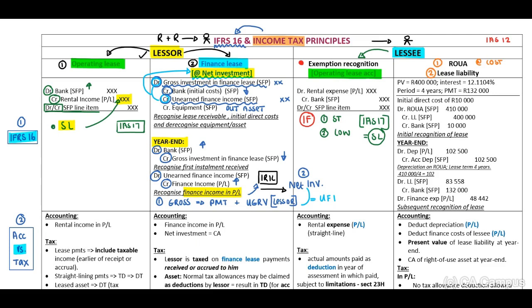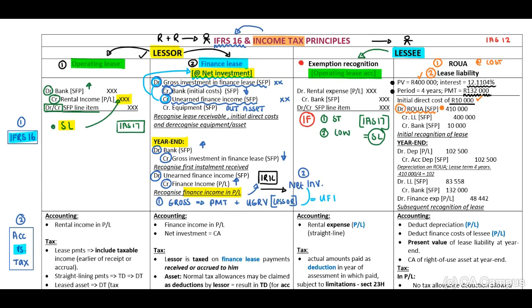In this example, we have an asset with a present value of 400,000, interest rate 12.1104, our lease term 4 years, and we have a payment of 132,000. We also have initial direct costs of 10,000. Now, on initial recognition, we need to recognize our right of use asset, and this will be 410,000. This is our 400,000 plus the 10,000.